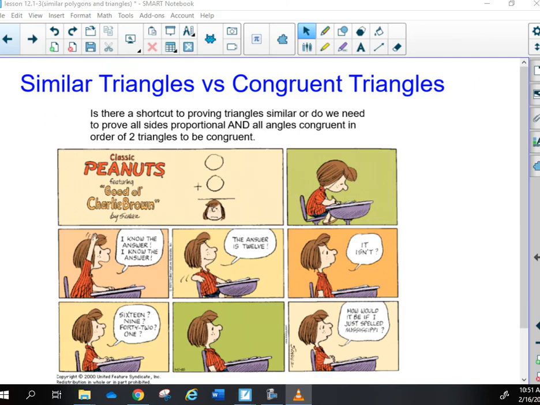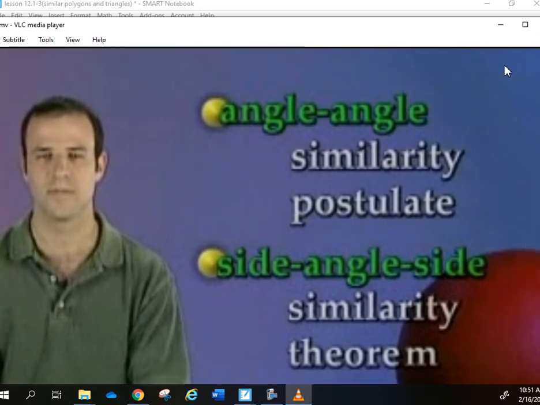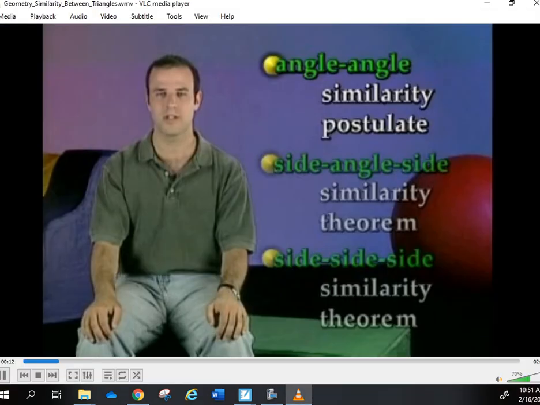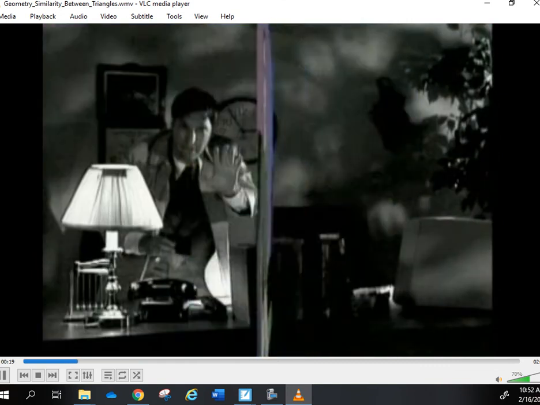Section A, proving the similarity of triangles. Uh-oh, it's on the wrong screen. The similarity stuff. There are three properties we'll use to prove that two triangles are similar. We have the angle-angle similarity postulate, hopefully you can see this, the side-angle-side similarity theorem, and the side-side-side similarity theorem.